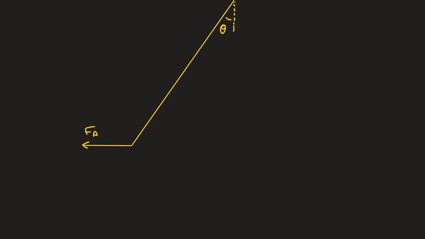Now, here's the interesting thing. ds is a bit of arc length, but the arc length has to be perpendicular. Is that perpendicular? Not so much. Let's try again.